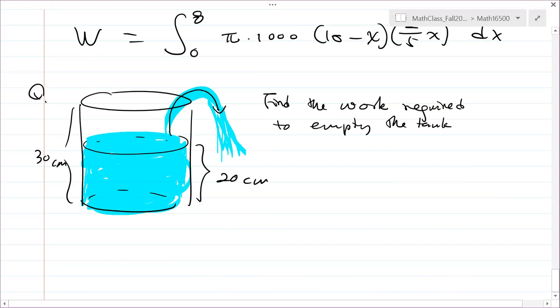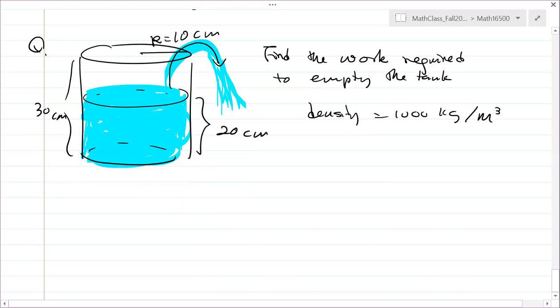The radius of this cylinder is going to be 10 centimeters. Set up an integral for this problem. The density of the water is still 1,000 kilograms per cubic meter. Please set up the integral.